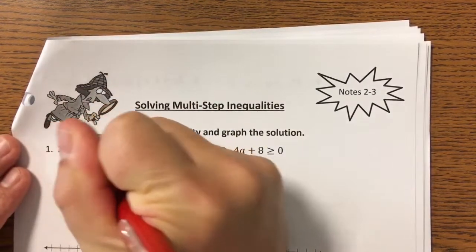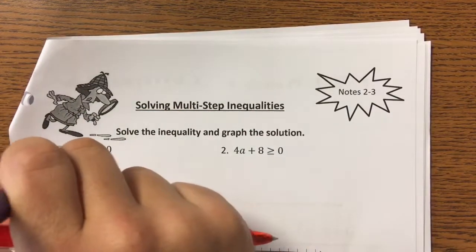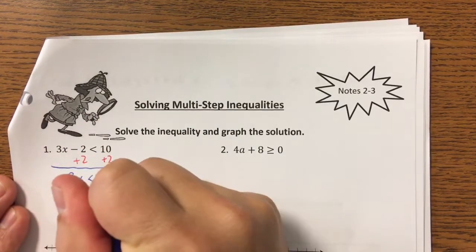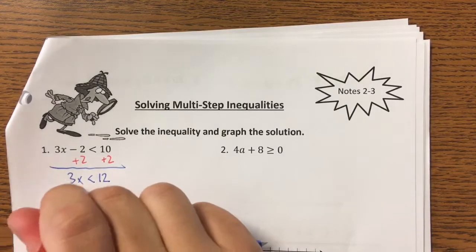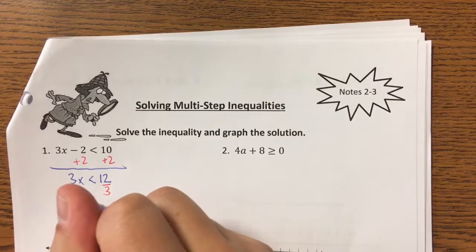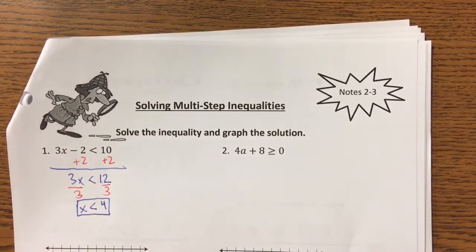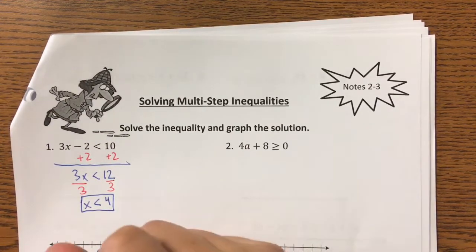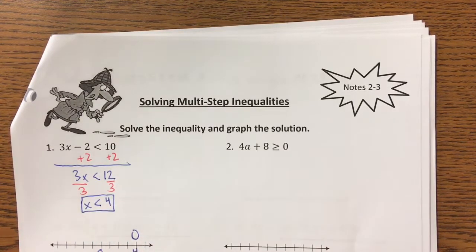So we're going to add 2 to both sides. And that gives me 3x is less than 12. Then divide both sides by 3. And I get x is less than 4. So I'm going to plot a 0 and a 4. Draw an open circle pointing to the left.